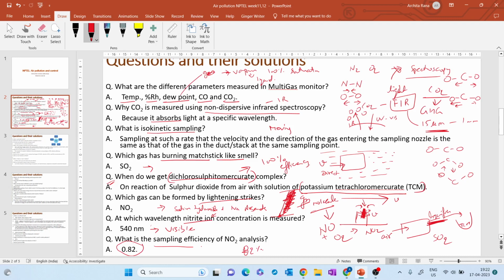So sometimes in the question they can ask that if the method you are using has a particular sampling efficiency, how does the concentration vary? The better the sampling efficiency, the more molecules you measure. And as the sampling efficiency decreases, the number of molecules or the concentration also decreases.